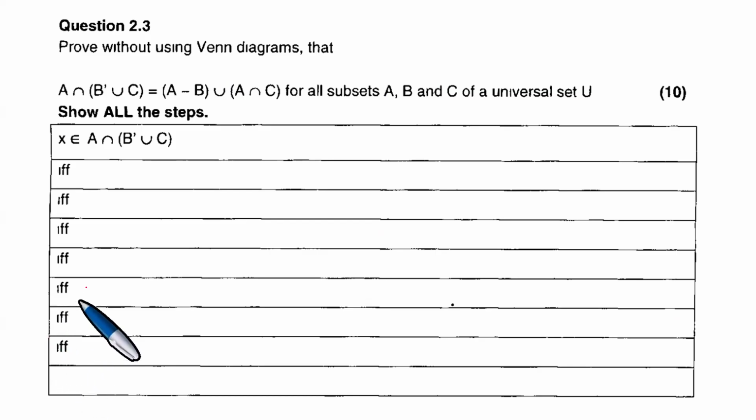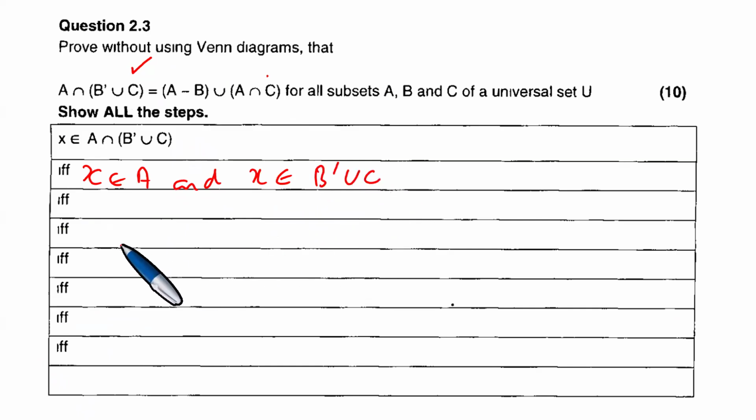Let us start. So to start this, you say X is an element of this. You start with X that is an element of that. I only show that X is an element of this if and only if this is the case. So X that is an element of this would mean X is an element of A, and X is an element of B complement union C.